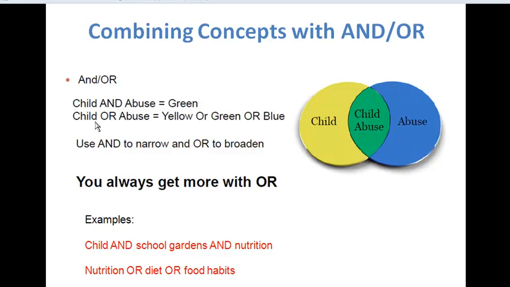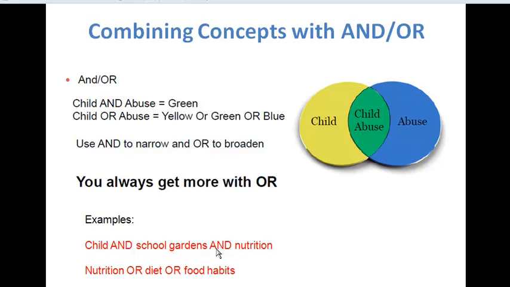If we took those same terms and ORed them together, we would get anything related to child, anything related to abuse, or anything related to child abuse. So what we've effectively done with OR is to get the yellow, the green, or the blue sections, and with the AND we would exclusively be getting the green. You can remember that if you use AND, you're always going to be narrowing your search, and when you use OR, that's effectively going to broaden your search. You can also remember that you'll always get more with OR.